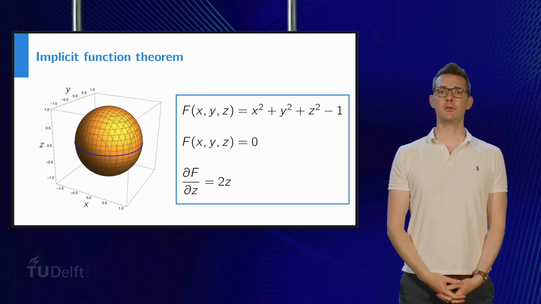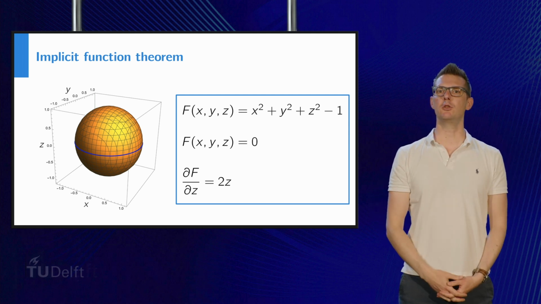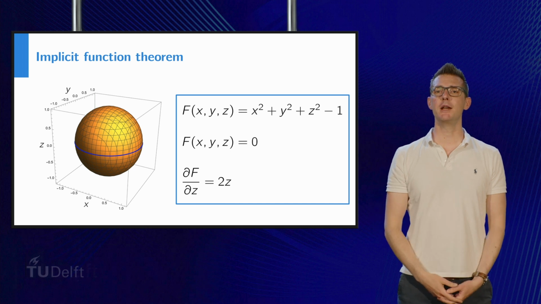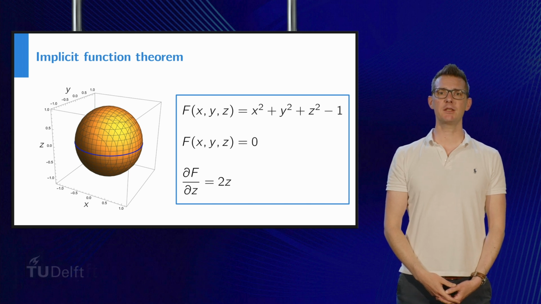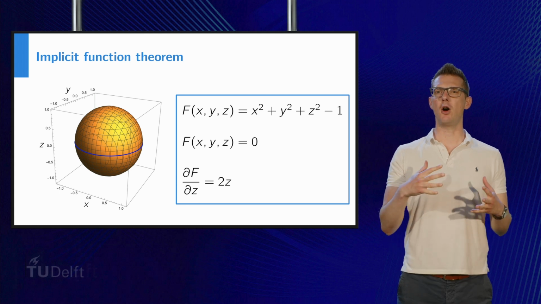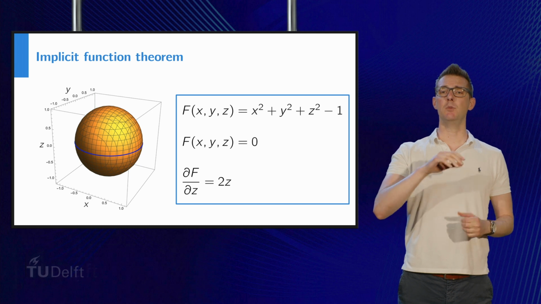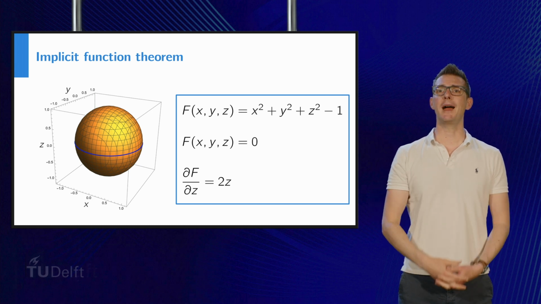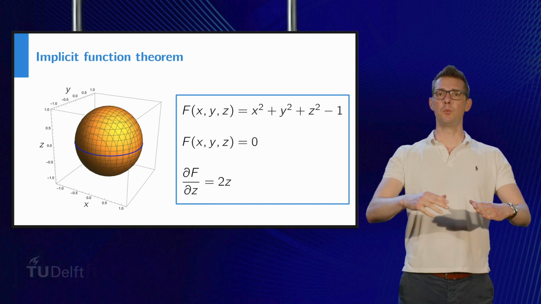On the screen you see a sphere with radius 1 centered at the origin. It can be described by the equation x squared plus y squared plus z squared equals 1. The partial derivative with respect to z is in this case equal to 2 times z. So this means that for all points for which z is not 0, z can be described as a function of x and y.